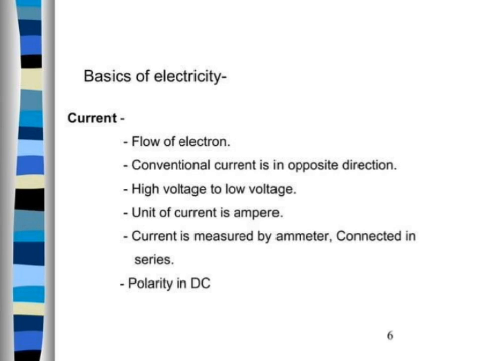So next is current. Current is the flow of electrons. Conventional current is in the opposite direction of the electron flow. Electricity moves from high voltage to low voltage. The unit of current is the ampere. And then current is measured using an ammeter, which is connected in series with the circuit. Polarity is important in DC. Meaning sa DC is direct current.